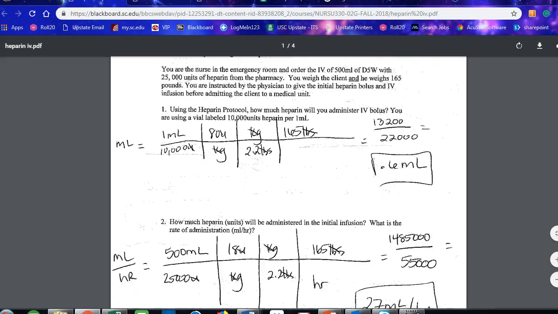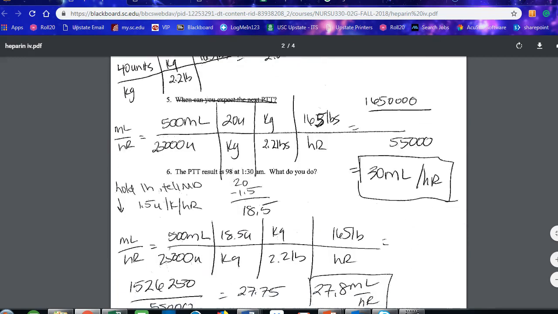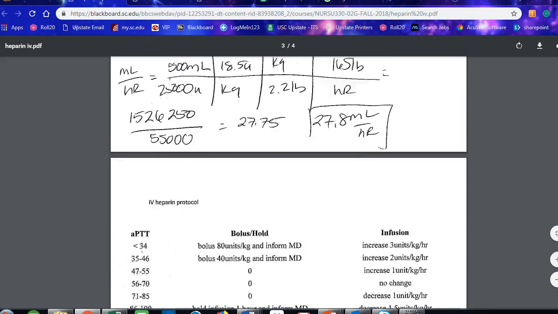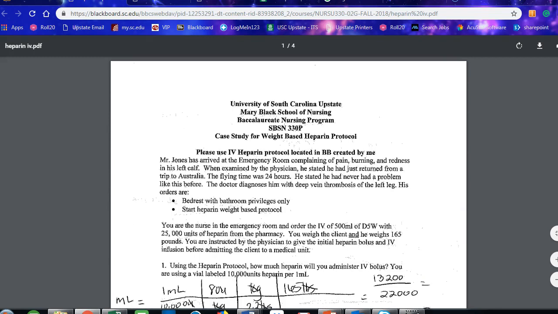Okay, I'm going to go over a weight-based heparin protocol question just so you guys understand how to do them. If you don't get it right this minute, remember there's only one question on the test that is like this, but you need to understand it by the time you graduate.